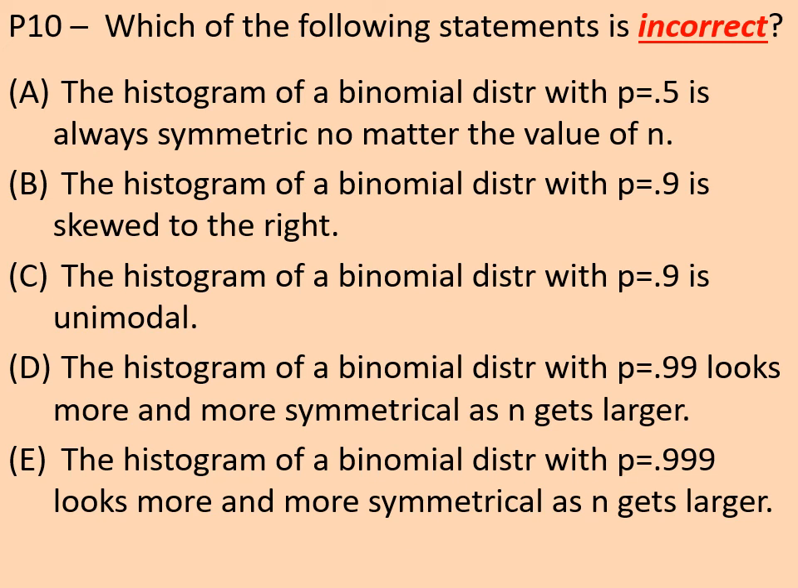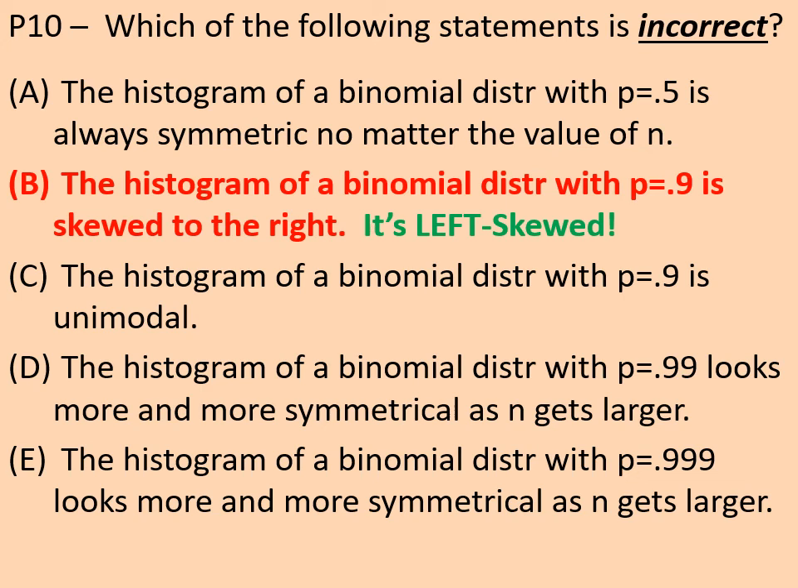P10, which of the following statements is correct? And these are all dealing with the shapes of a binomial distribution. All right, so yes, the histogram with a p-value of 0.5 will be symmetrical, not necessarily normal, but definitely symmetrical. Histogram of a binomial distribution with 0.9 is unimodal. Yes, they're all going to be unimodal. Histogram of a binomial distribution with p of 0.99 looks more and more symmetrical as n gets larger. That's true for D and E.